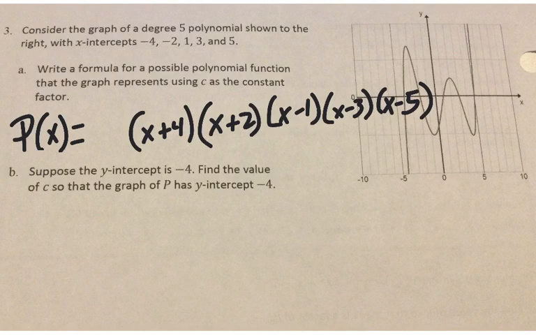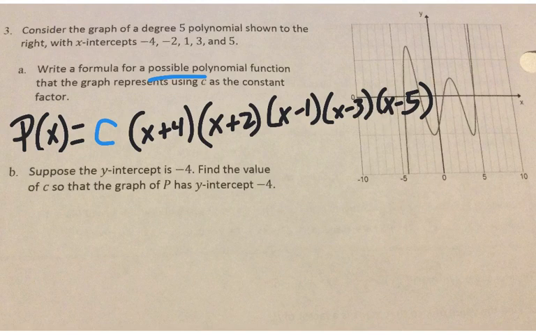So when it says C could be a constant factor, what that means is I could stretch or compress this by any value C that I wanted to and still get those correct x-intercepts. So that's why it says a possible polynomial function. This is a possible polynomial function, but C could be 1, 2, 3, 4, 5, 6, could be a half. C could be anything, and it would still give these x-intercepts.